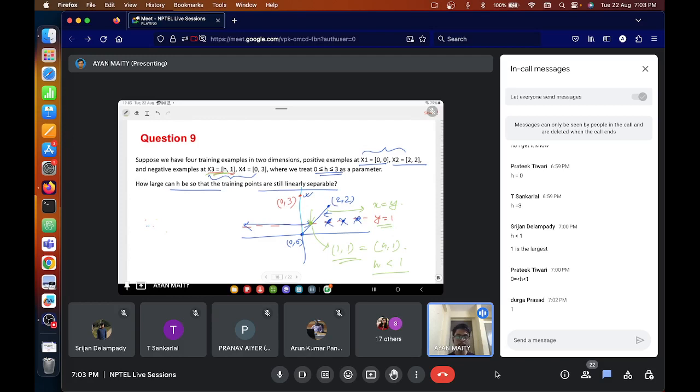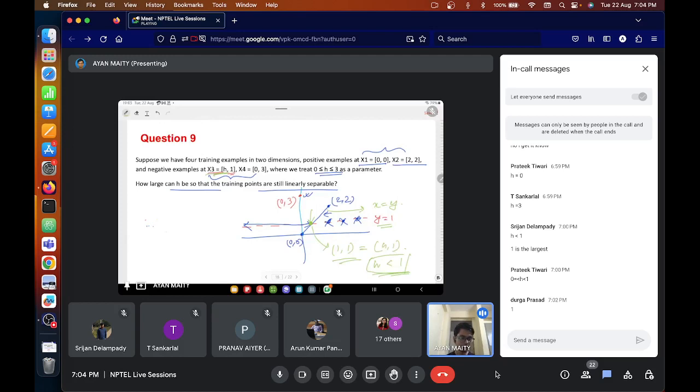In that case it will again not be linearly separable. So h has to be less than 1. The highest value that it can have is 1, the largest is 1, but it has to be less than that. So h less than 1. This is the correct answer. Durga Prasad is saying 1. So yes, 1 is the correct answer. It has to be less than 1, not less than or equal to 1.